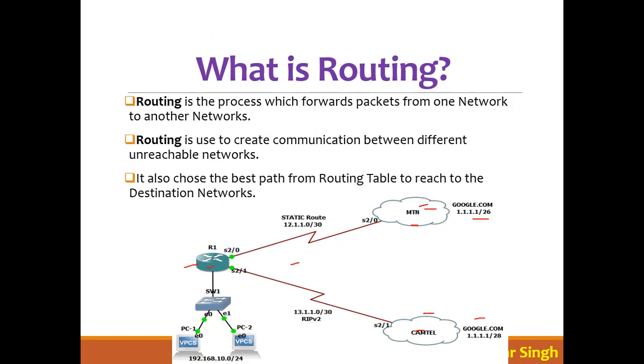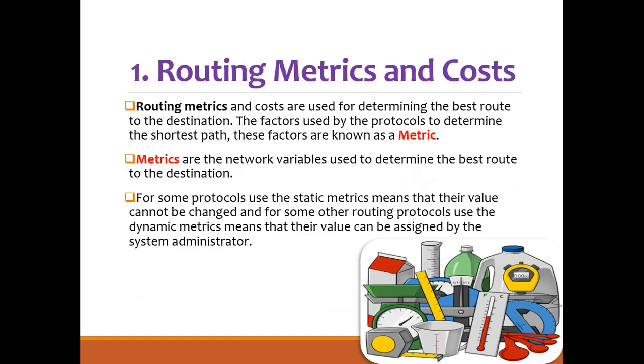Now tell me, what is the Google IP address? 1.1.1.1. One path is /26, and from down it is /28. So which has the longest subnet mask? 28. So the first element is the longest prefix. According to the first element, which is the best path? /28, from this way, from Camtel. Okay, now come to the next element.